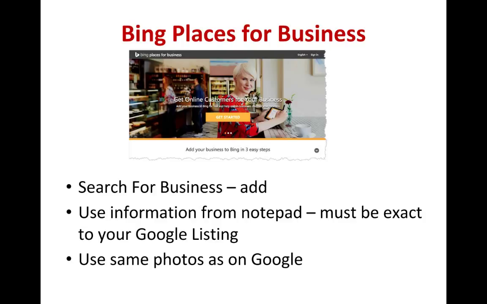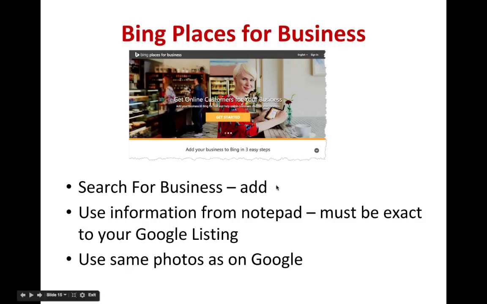Okay, Bing Places for Business. If you have a listing there, great, log in and make some changes just like we did in Google. If you don't, then type Bing Places for Business in Google, or Bing, whatever you use. I use Google. And then it's going to give you the link to this. And so you'll end up on a page that looks kind of like that. And it says Get Started. It's really easy to do.